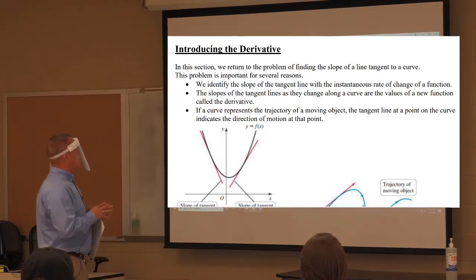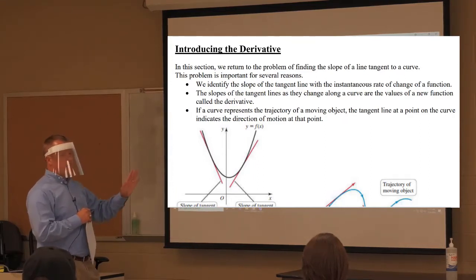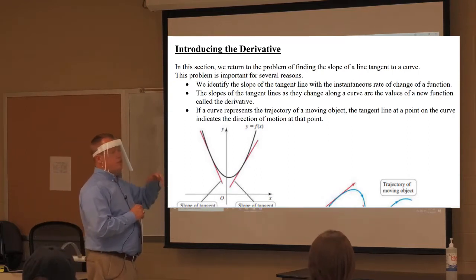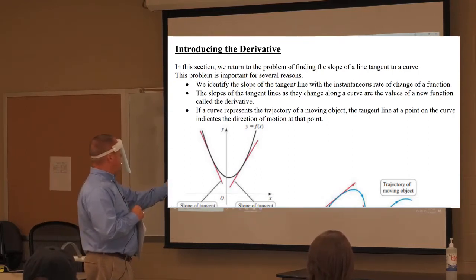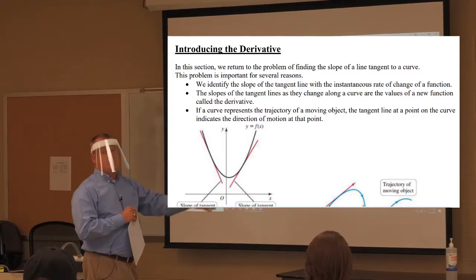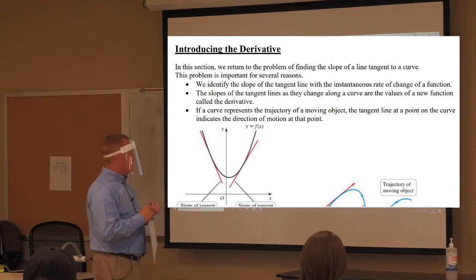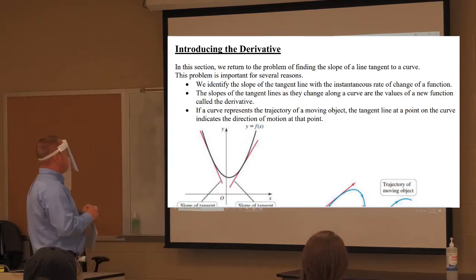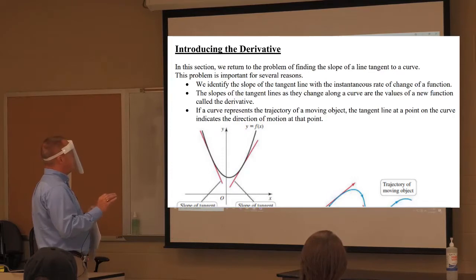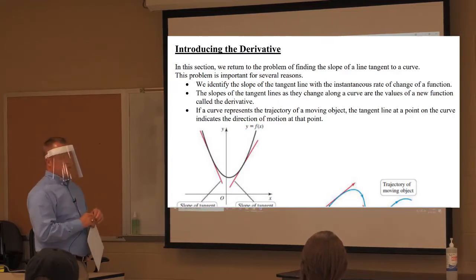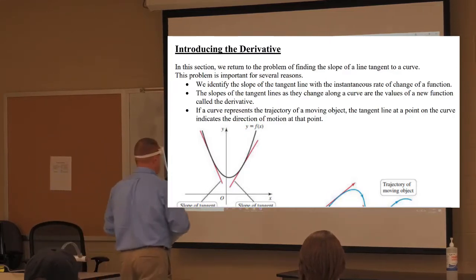The slopes of tangent lines, as they change along a curve, are the values of a new function called the derivative. So the function that identifies all of those slopes is called the derivative, and that's what we're finding. If a curve represents the trajectory of a moving object, the tangent line at a point on the curve indicates the direction of motion at that point. So that's another application there.